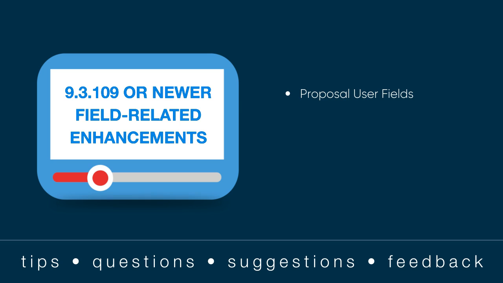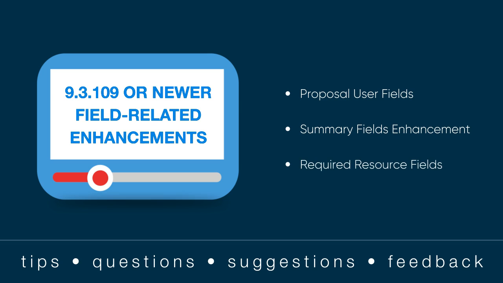Next, we will cover an enhancement that has been added to summary fields. The enhancement allows you to create a hierarchical structure in the summary field list by defining parent-child relationships between each of your summary field values. This can be extremely useful when you need to group or roll up your summary fields when creating reports. Lastly, I'll show you how you can require that a resource field is selected on an estimate in order to save it. Let's begin with proposal user fields.